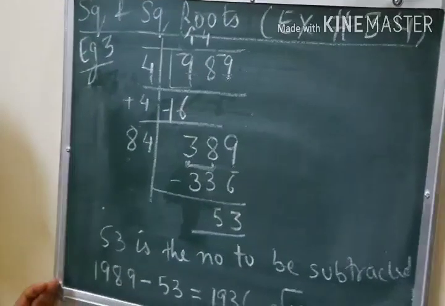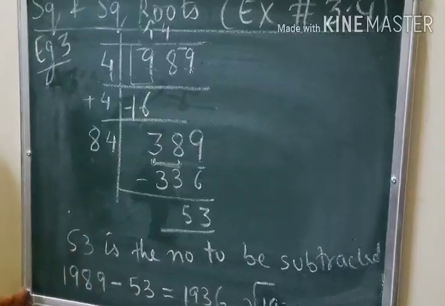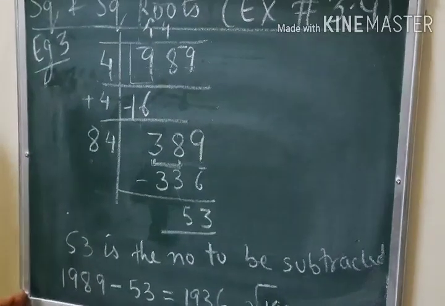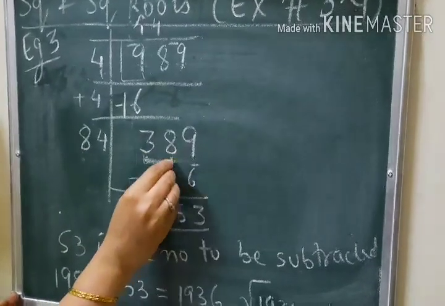Now, as we know that this is not a perfect square, that means remainder 0 cannot be there. So what we will do, for just saving our time, I told you that you have to see the first two numbers. This is 38.